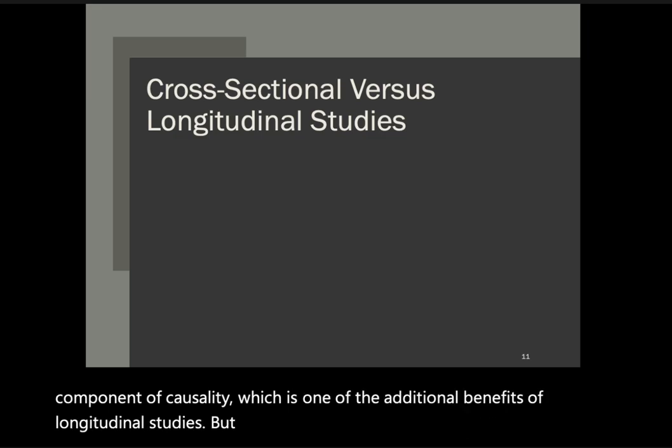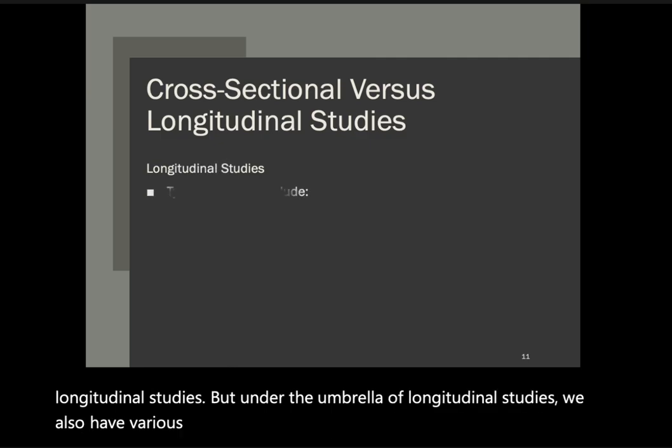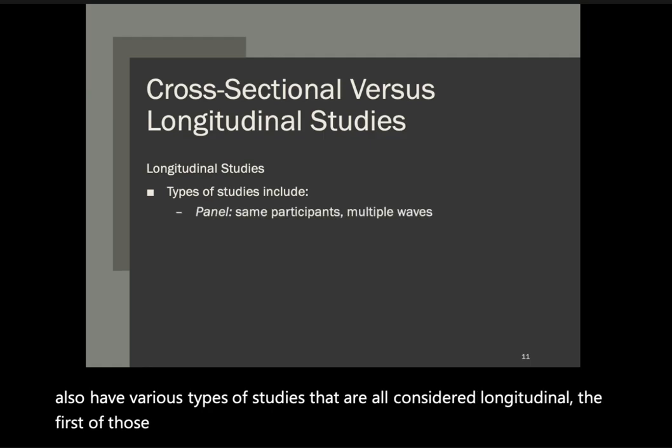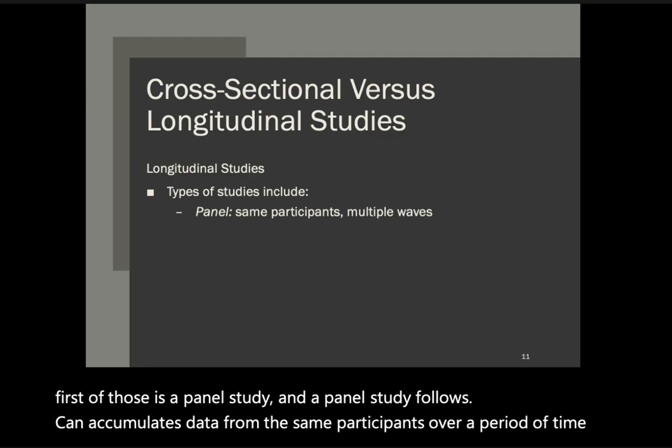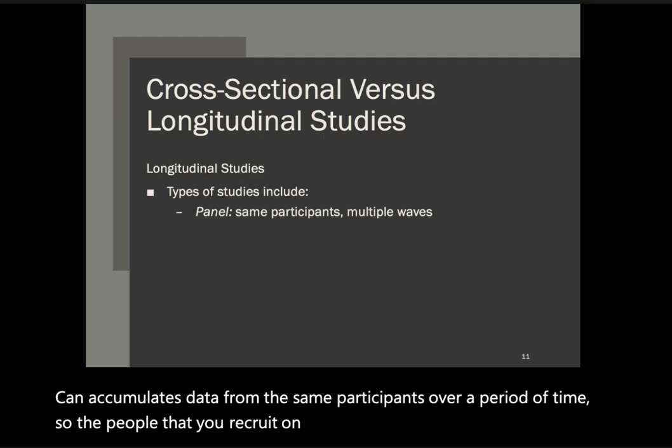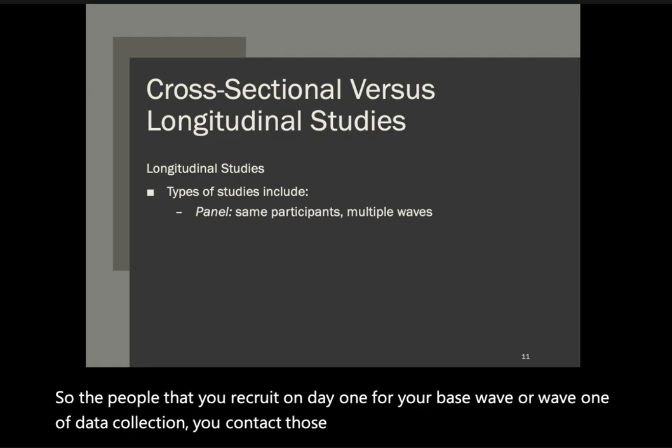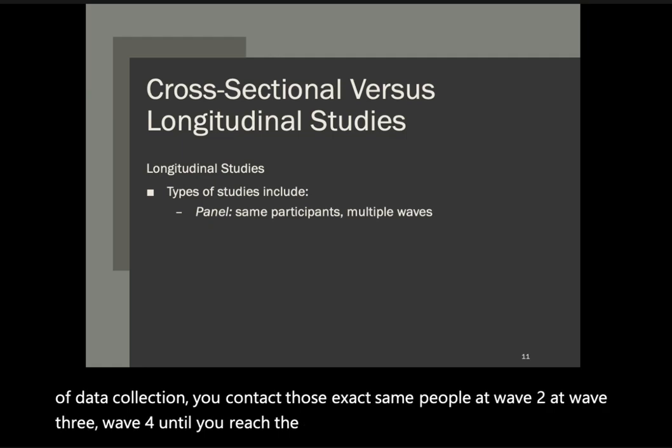But under the umbrella of longitudinal studies, we also have various types of studies that are all considered longitudinal. The first of those is a panel study. A panel study follows and accumulates data from the same participants over a period of time. So the people that you recruit on day one for your base wave or wave one of data collection, you contact those exact same people at wave two, at wave three, wave four, until you reach the end of your study. So it's the same people every time.